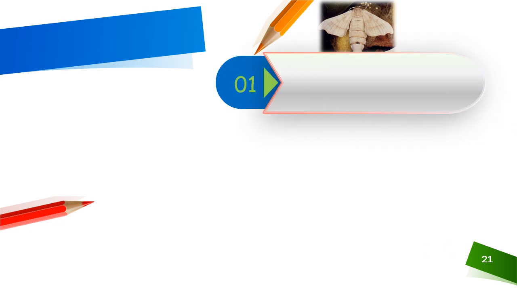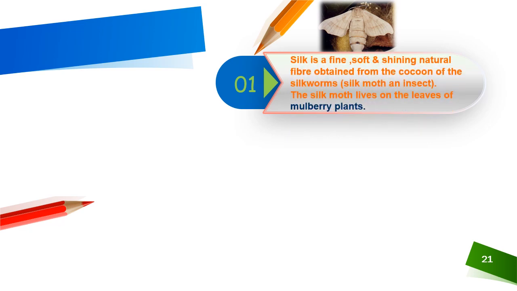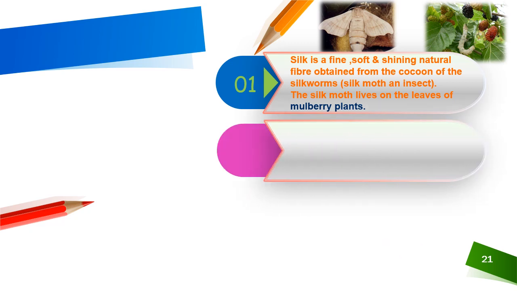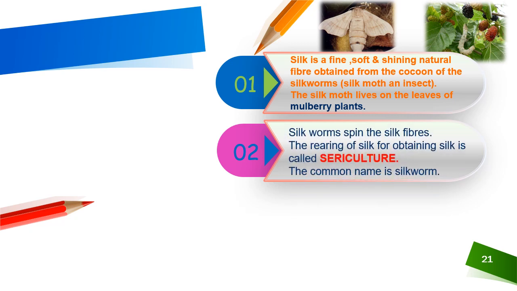Now we will study in detail about silk. What is silk? Silk is a fine, soft and shining natural fiber obtained from the cocoon of silk moth. The silk moth lives on the leaves of mulberry plants. What is sericulture? Silkworms are reared to produce silk, and this is known as sericulture.